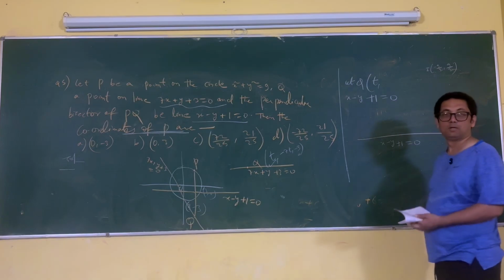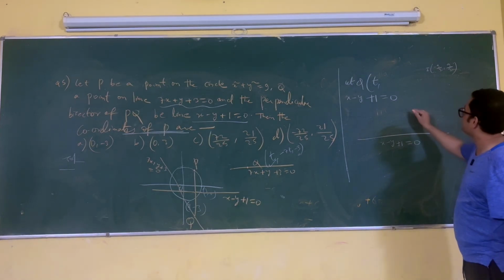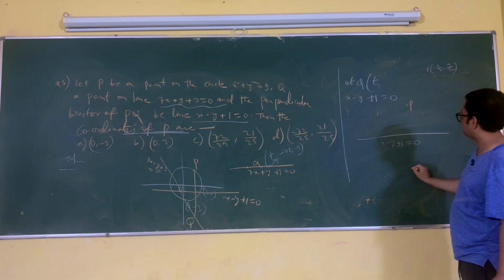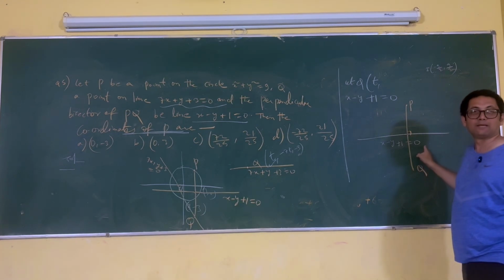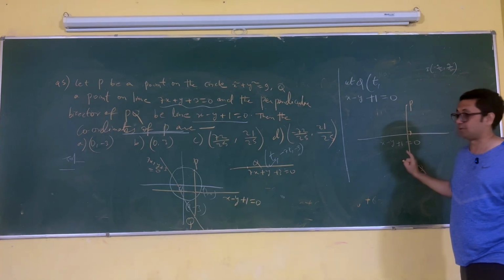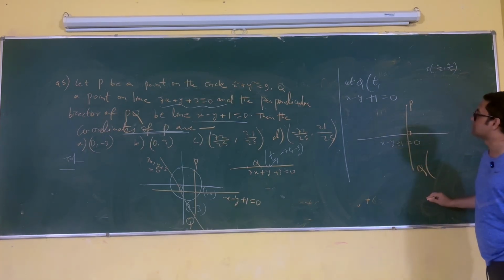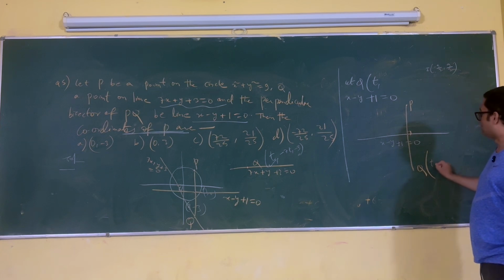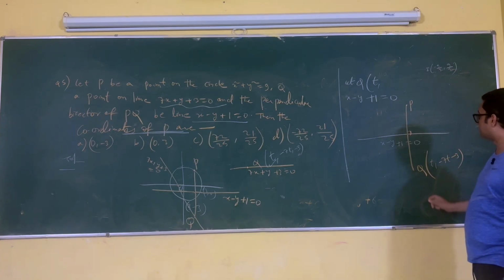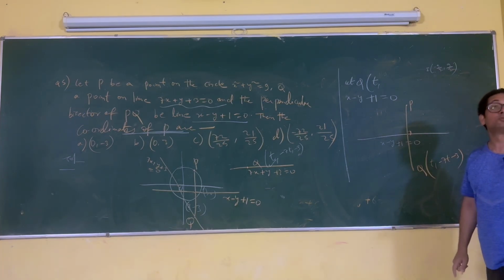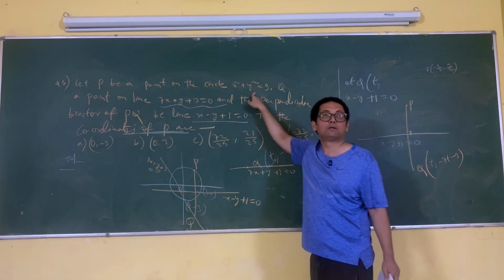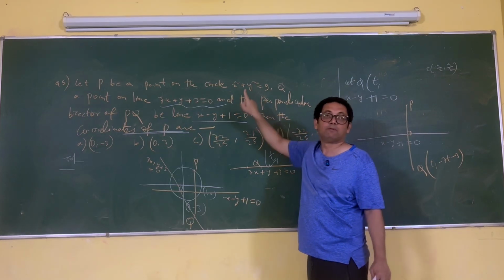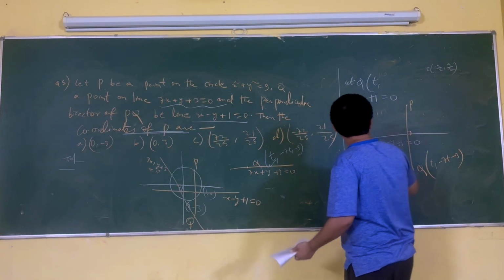Just think in this way: x minus y plus 1 is equal to 0 is the line, and this is your point P here, and this is your point Q here, right? And this is the perpendicular bisector. This line is the perpendicular bisector of this. So we have assumed T comma minus 7T minus 3. We are interested in finding the coordinates of P in terms of T, and we will put that in the circle, the x and y values, and we'll get the value of T.